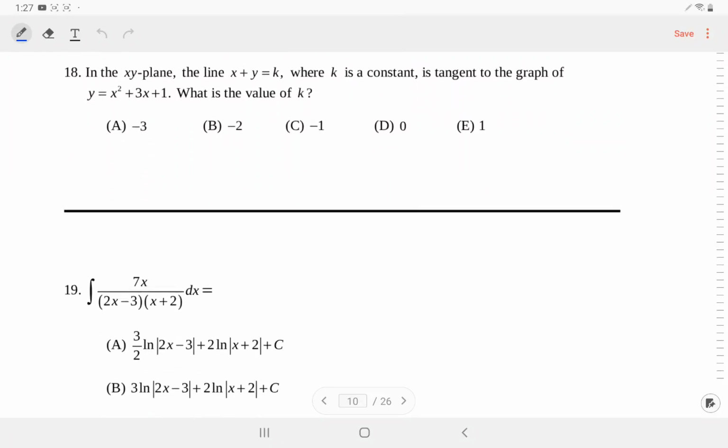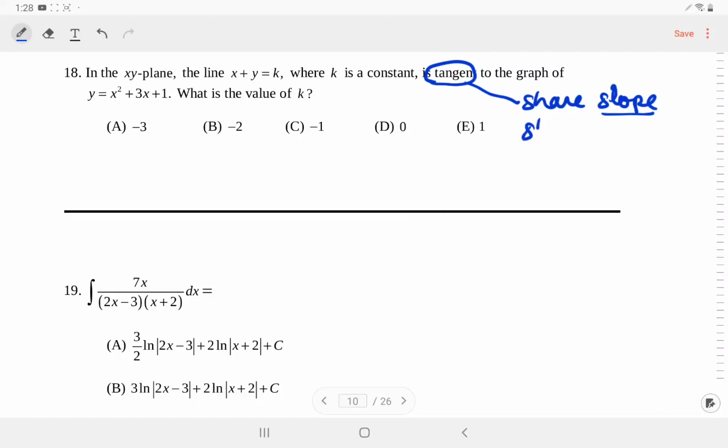Let's see. In the xy plane, that's a line where k is constant, tangent to the graph. Okay, tangent to the graph, there's two facts if something is tangent to the graph. That means they share the slope, and you know that. But they also share a point. Sometimes people forget that they share a point, and I have a feeling this is a question like that.